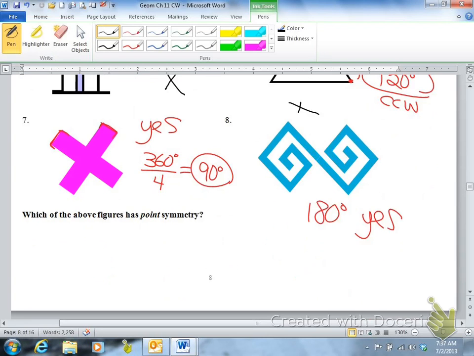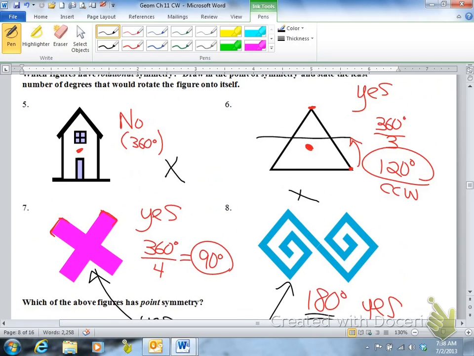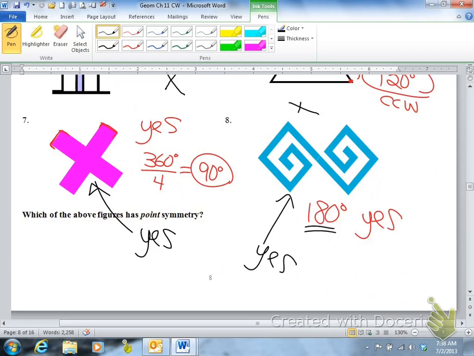Half turn on this actually works for a half turn. 2 90s would have a half turn, so we would say this is a yes with point symmetry. And we'd also say, since we already found this is 180 degrees, this would be a yes. So you're kind of looking for 90 degrees or 180 degrees rotational symmetry would give you point symmetry.